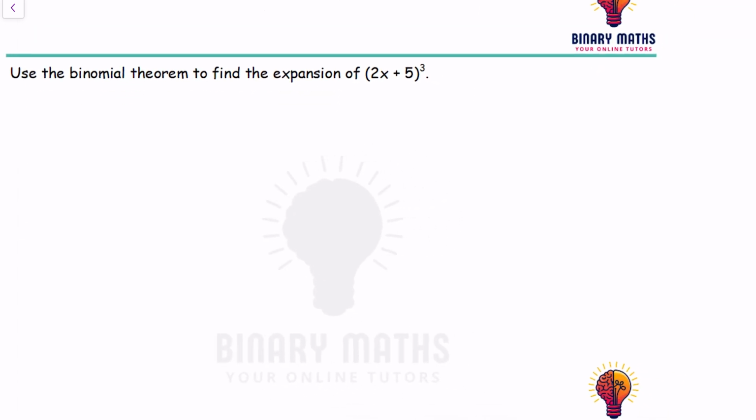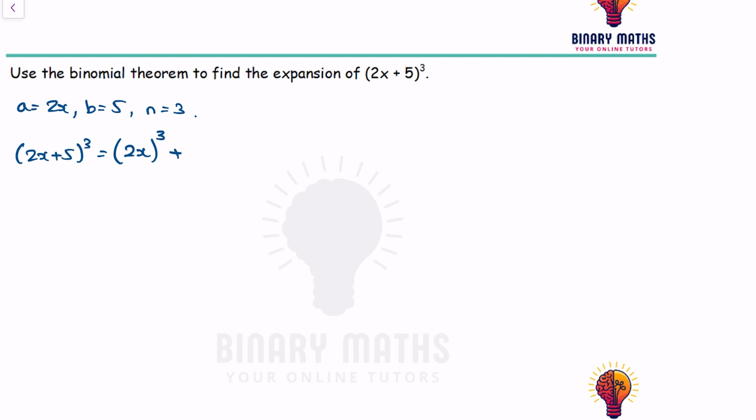Use the binomial theorem to find the expansion of (2x plus 5) to the power of 3. In this case, your a is the first term, which is 2x. Your b is the second term, which is a positive 5. And n is equal to 3 in this case. So if I want to do (2x plus 5) to the power of 3, the first thing is I have to do a to the power of n. So 2x, the first term, raised to the highest power, which is n, 3.